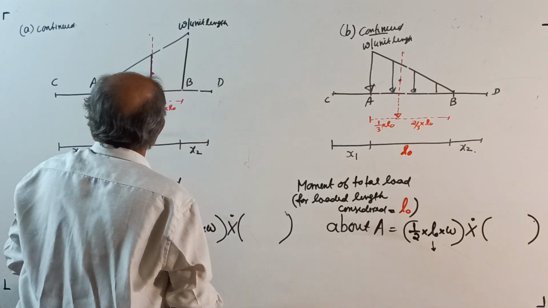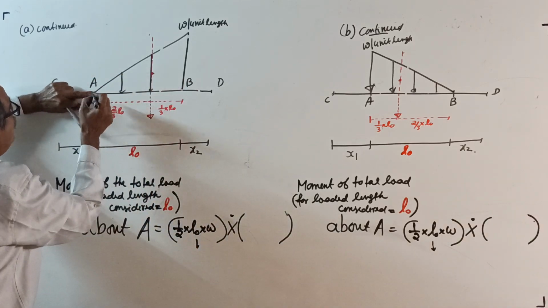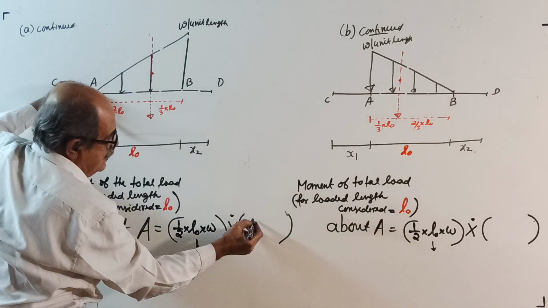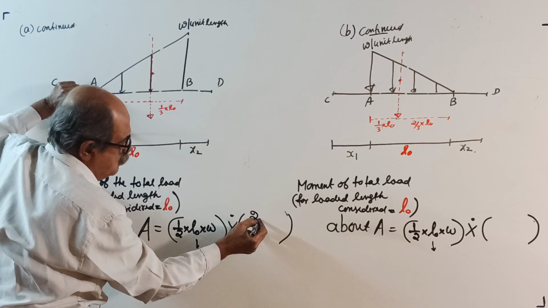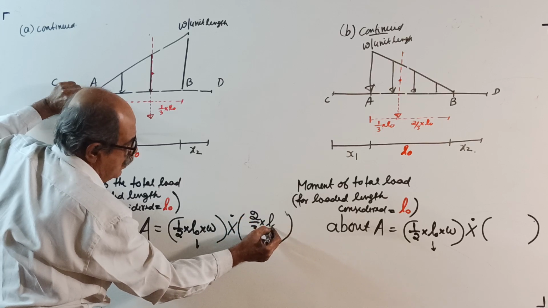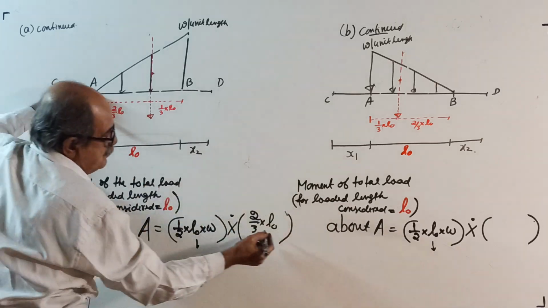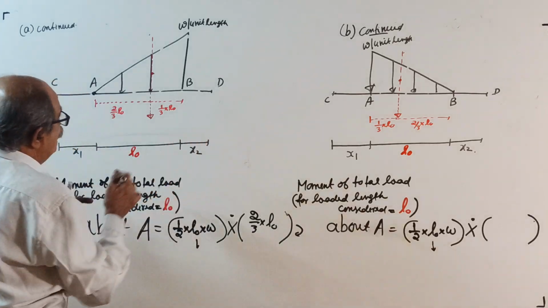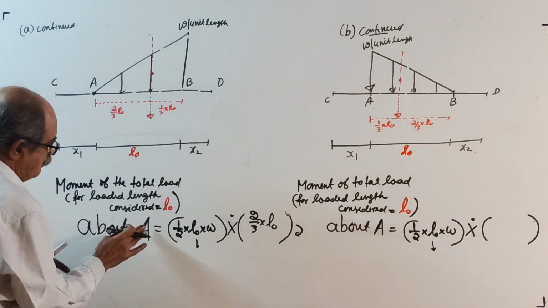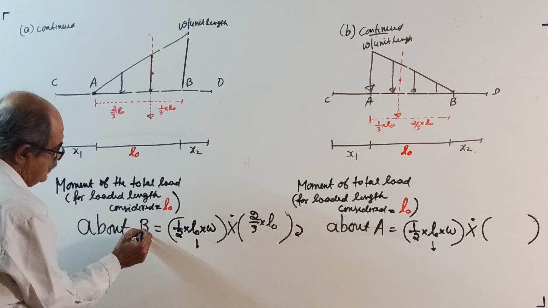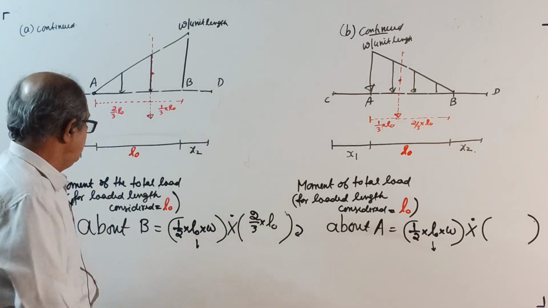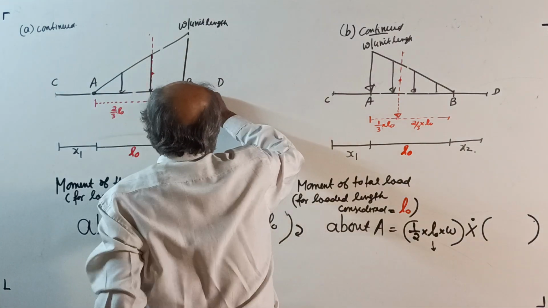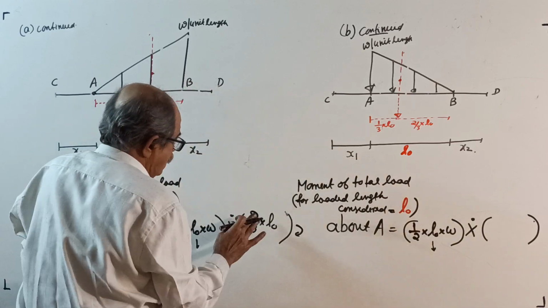Okay, now start. Moment about A, finger should be here. Total load already over into this distance, 2 by 3 of L naught. It will be clockwise. Okay, moment about A is over, come to moment about B. Those who are serious should once again write: moment about B equals total load already over into 1 by 3 of L naught.